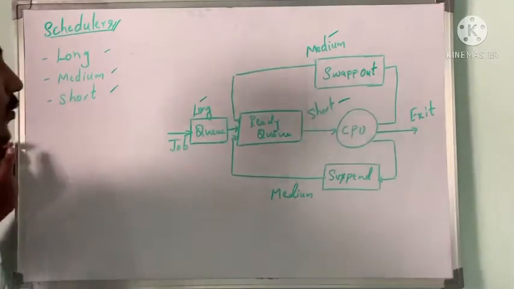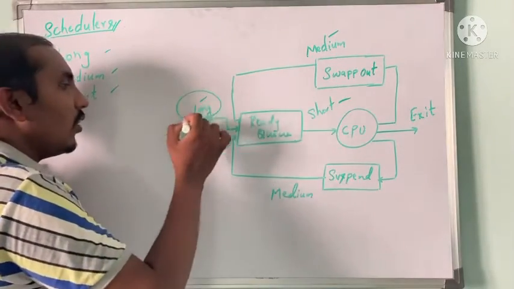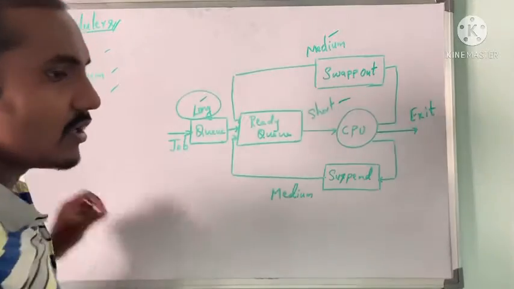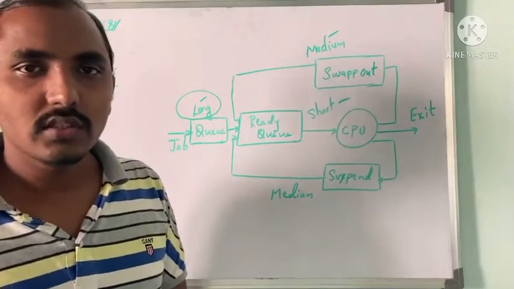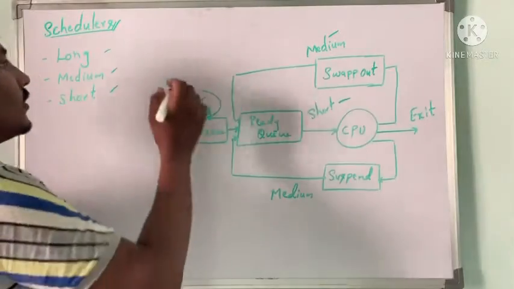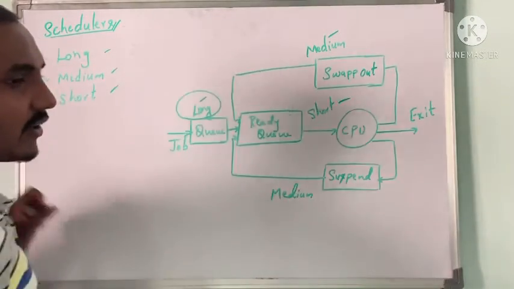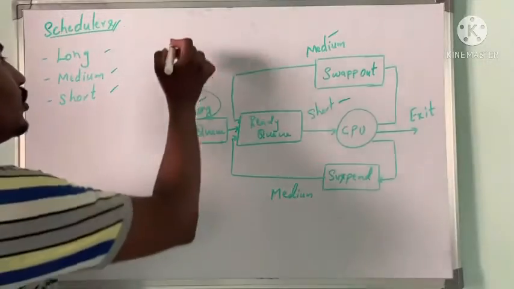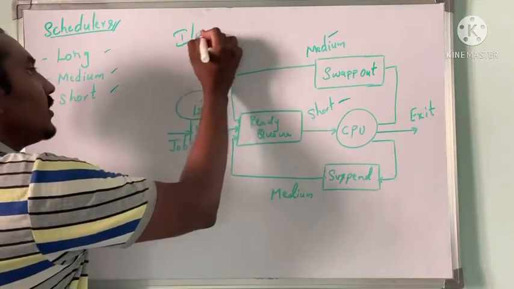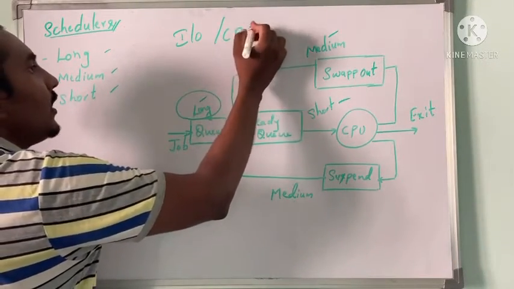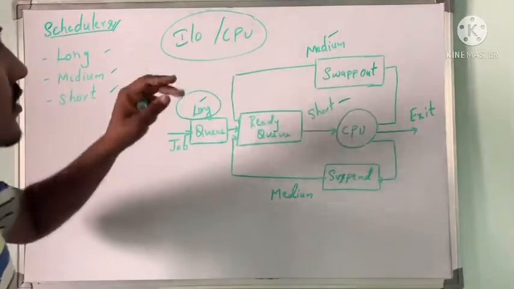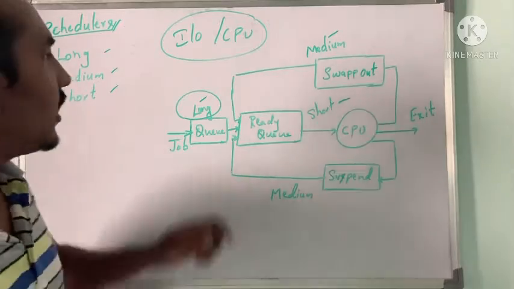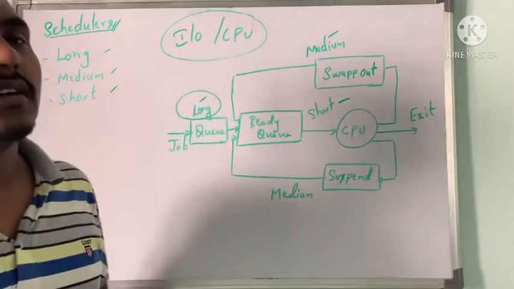Okay. Now, what is the long-term scheduler? The long-term scheduler's function is to select a job, or a process, which will have balanced functions in terms of both IO as well as CPU requirement. For any program or process to execute, it needs basic resources like input, output, as well as CPU.